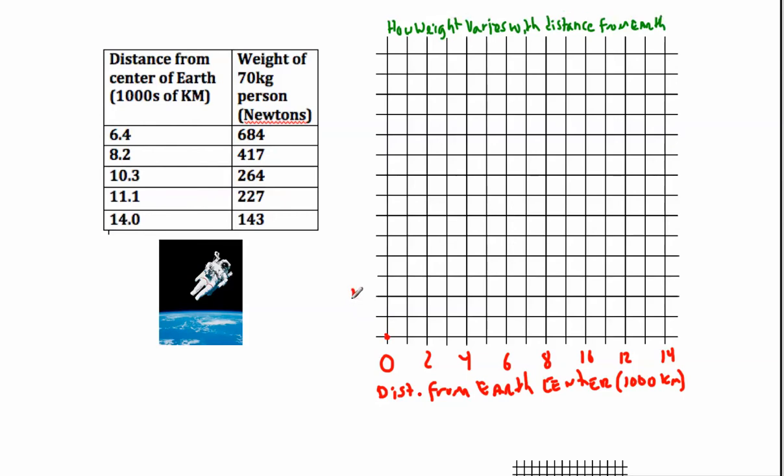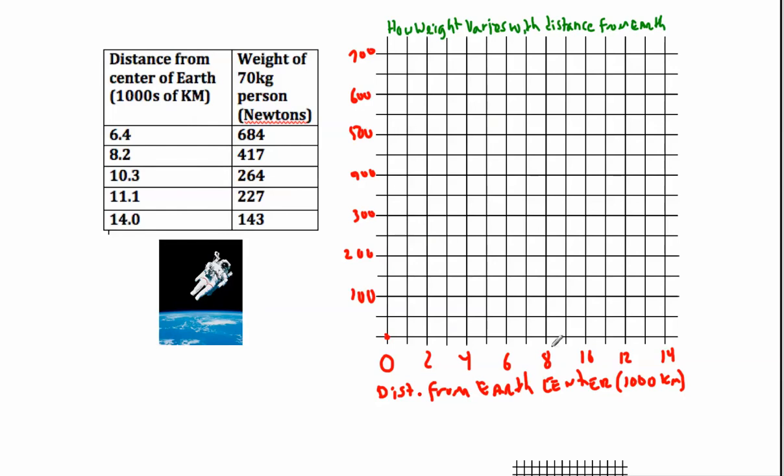So I'm going to number this one 100. That will be 50, 100, 150, 200, 250, 300. This will be 400, 500. Whoops, made a mistake there. Again, every line needs to be the same amount. 500, 600, 700. All right.